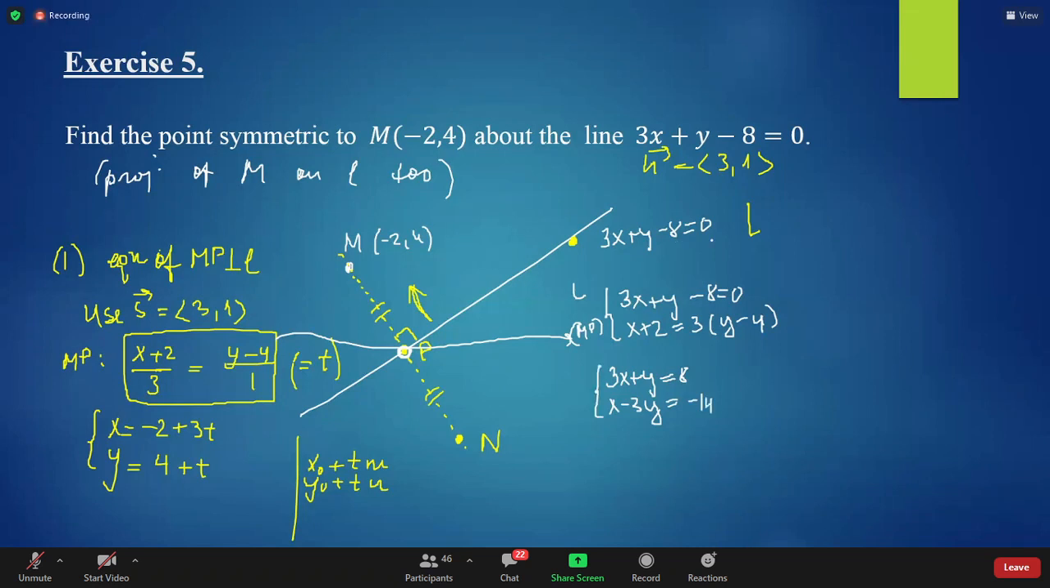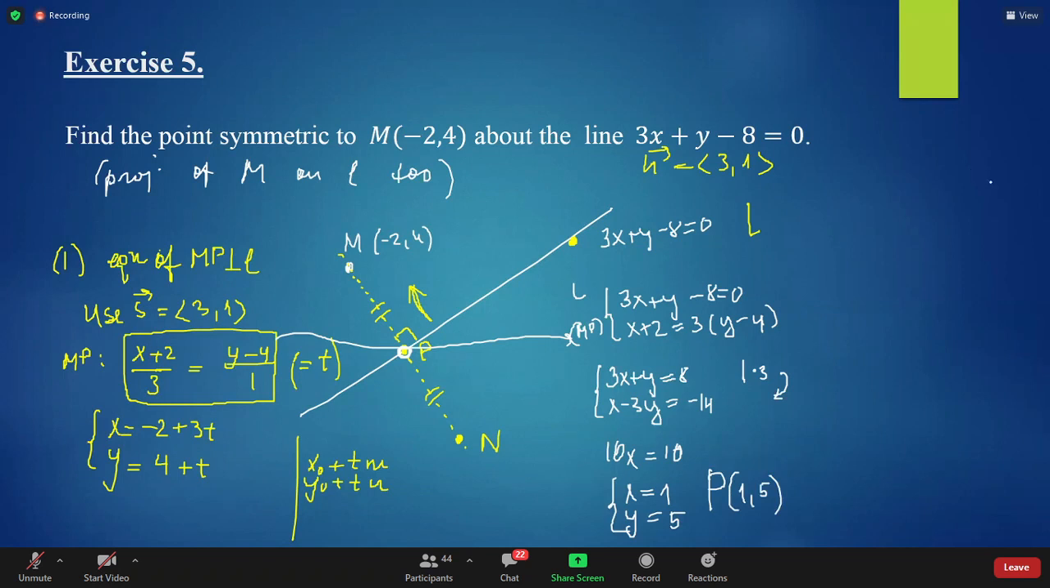And solving this, for example, 3 times the first equation plus the second equation, just like the Gauss method, but we are not doing it the matrix way just to save time. 9 plus 1, 10x, these will disappear. 24 minus 14 is 10. So x is 1 and y is, if x is 1, then y is 8 minus 3, 5. So the point P has coordinates 1, 5.